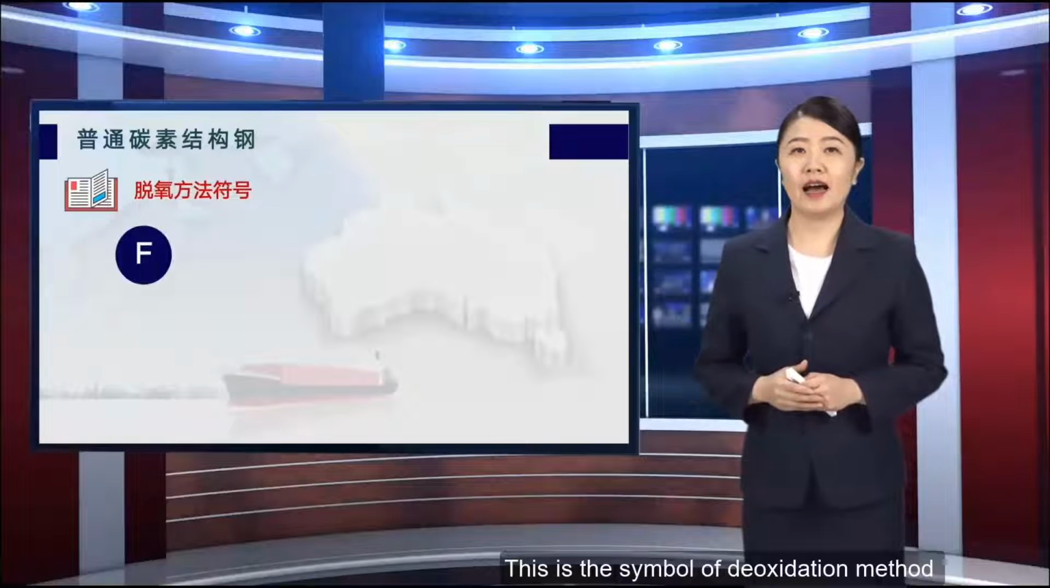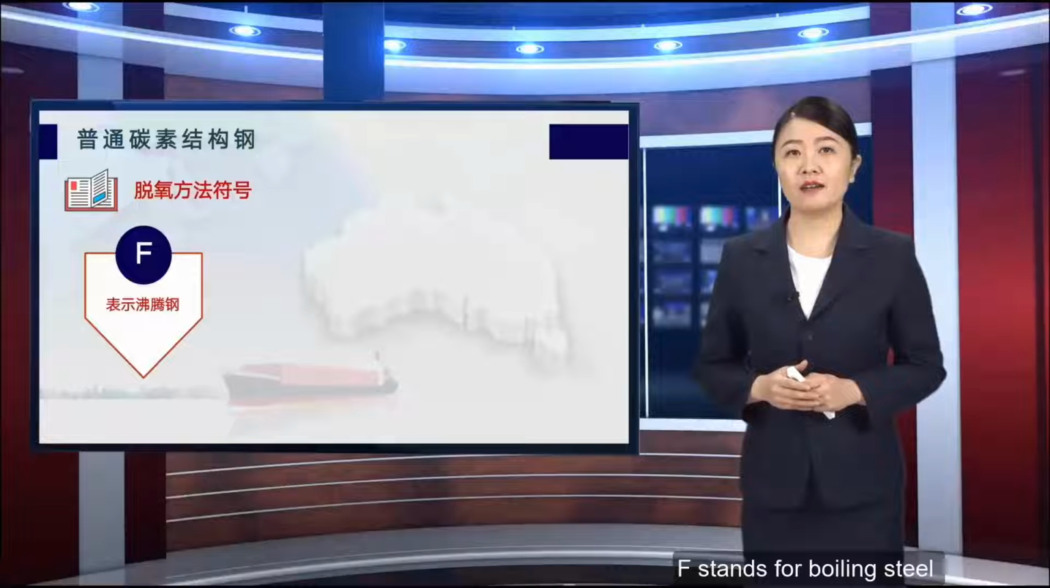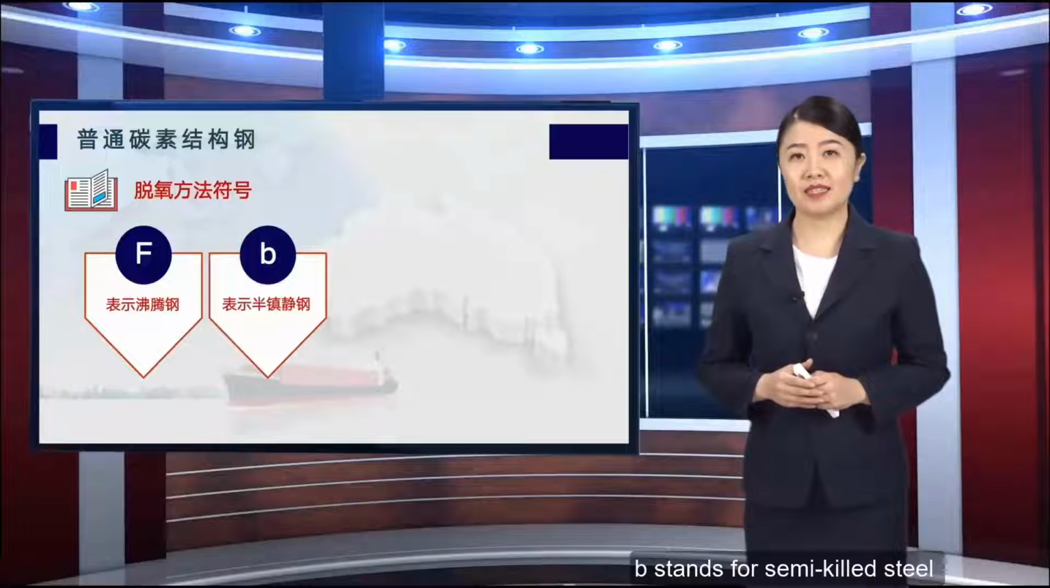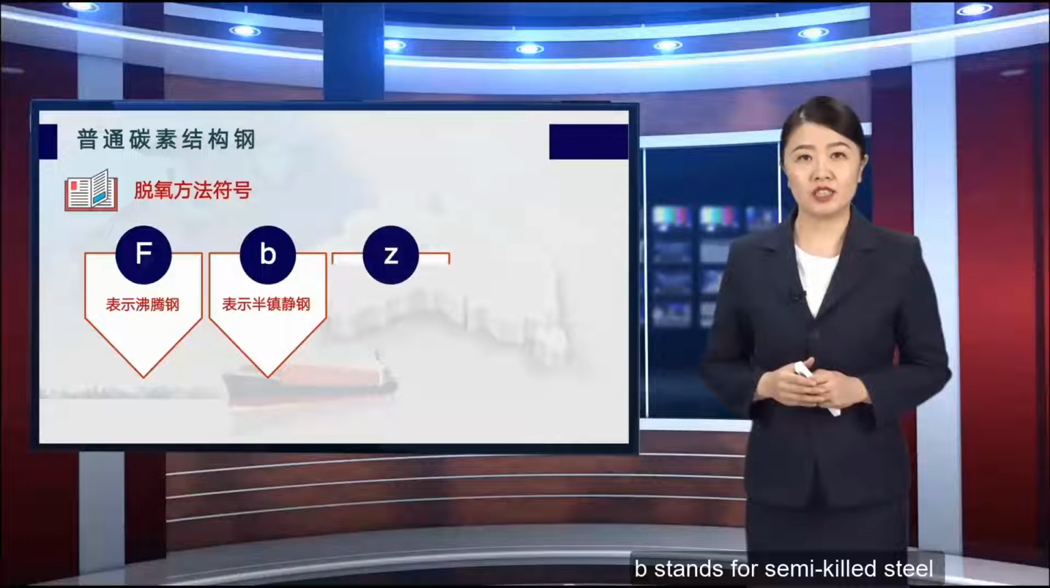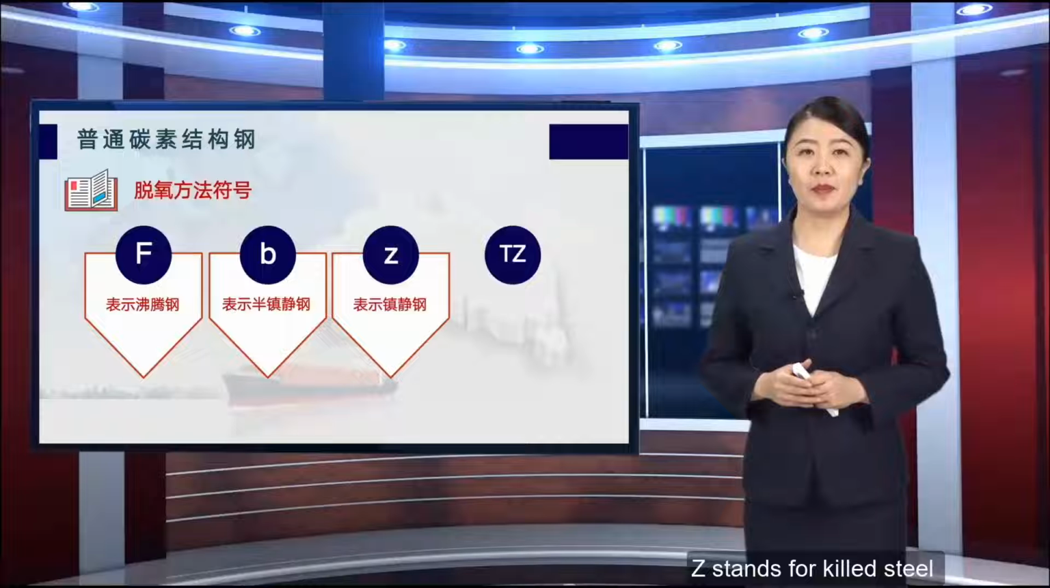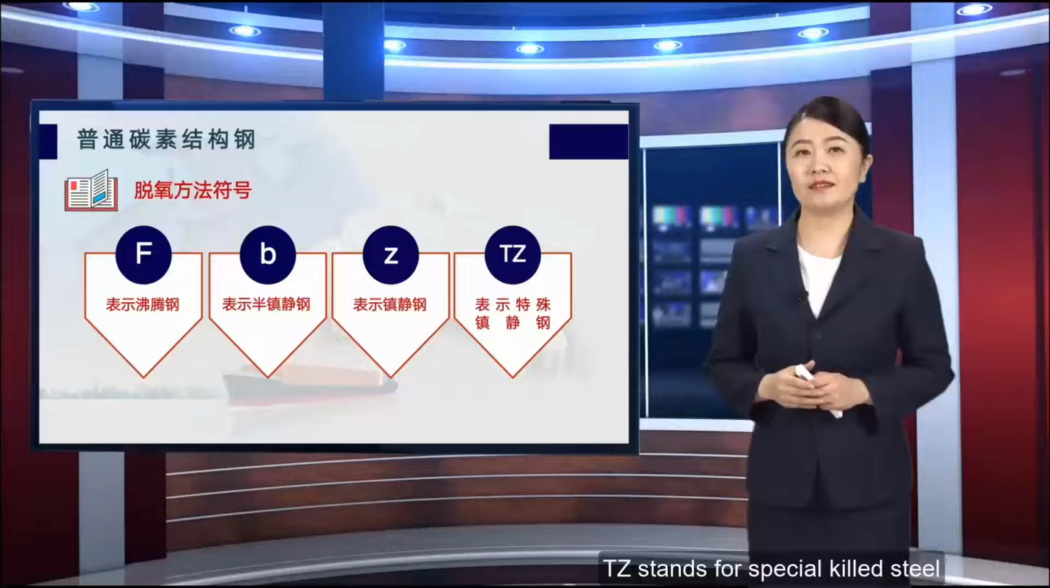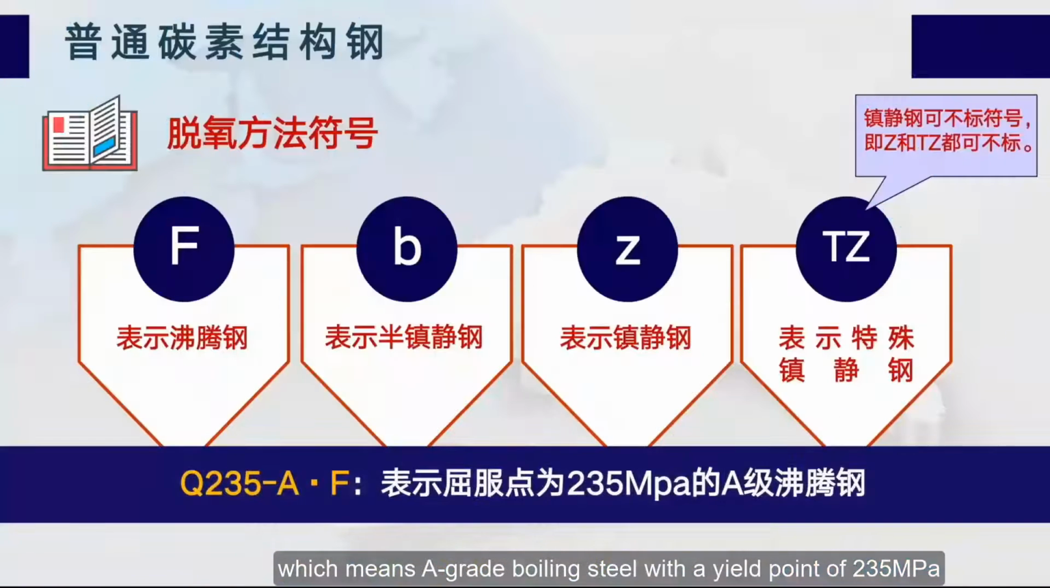This is the symbol of deoxidation method. F stands for boiling steel. B stands for semi-killed steel. Z stands for killed steel. TZ stands for special killed steel. For example, Q235A/F, which means a grade A boiling steel with a yield point of 235 megapascals.